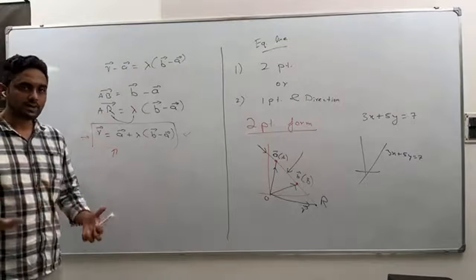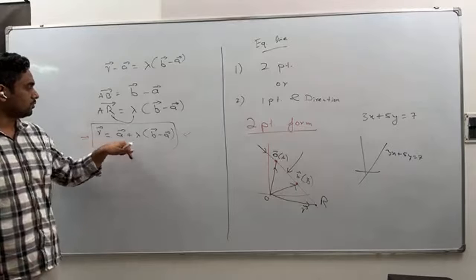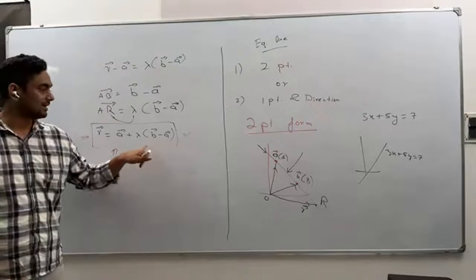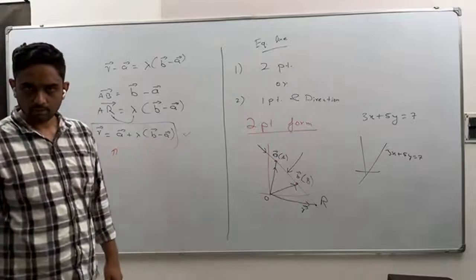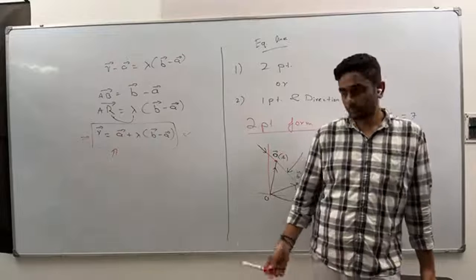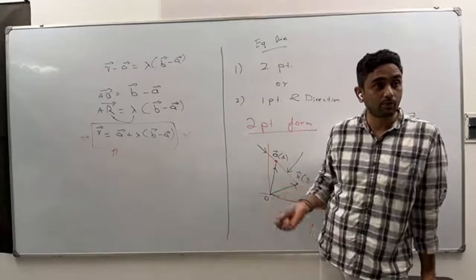With respect to B, you can write that as well. You can write R equal to B plus lambda times B minus A, or A minus B. It doesn't really matter, lambda will take care of it. So everything is in terms of position vector. R is the position vector of a random point on the line.